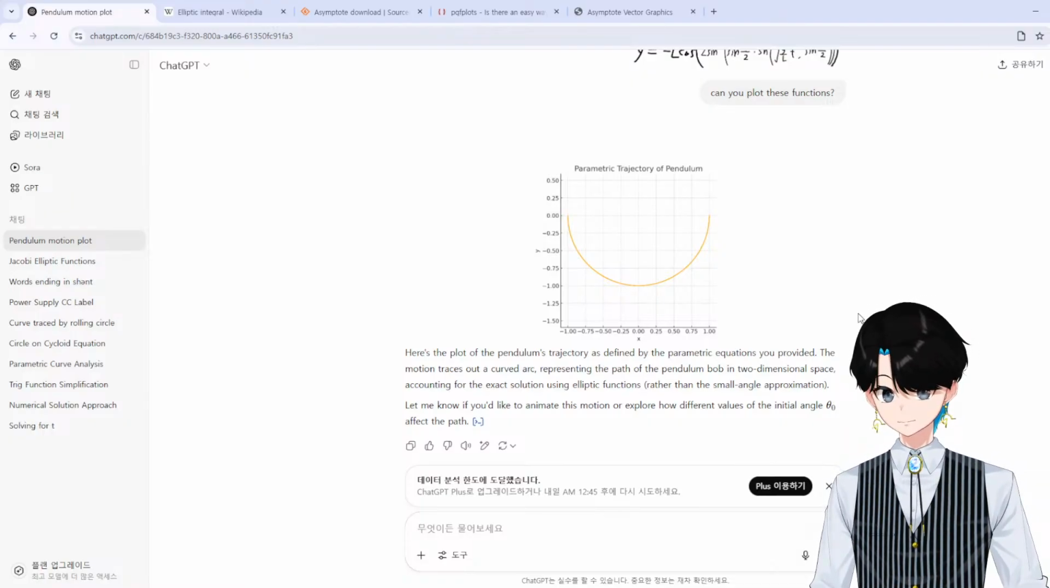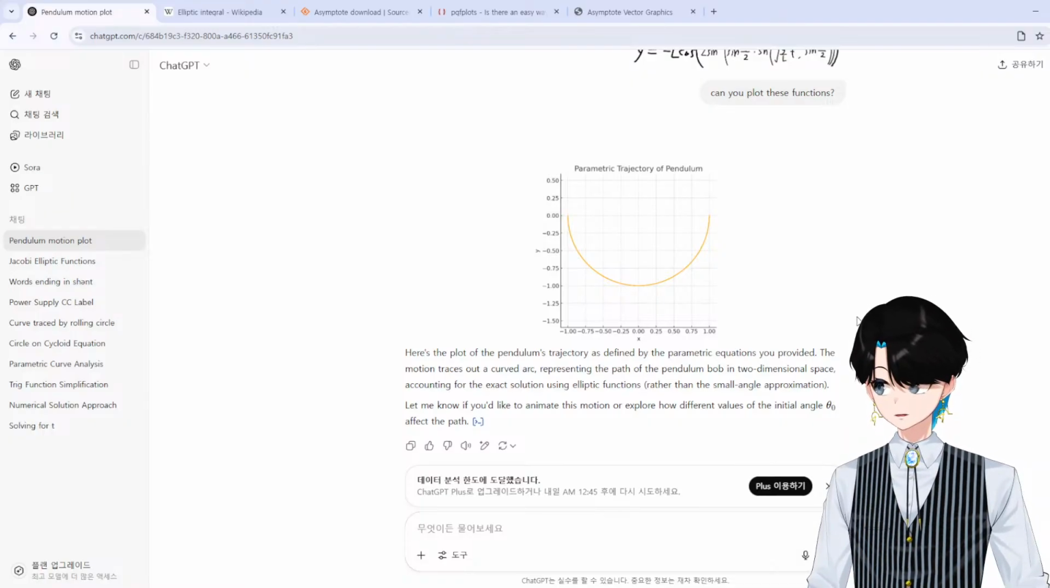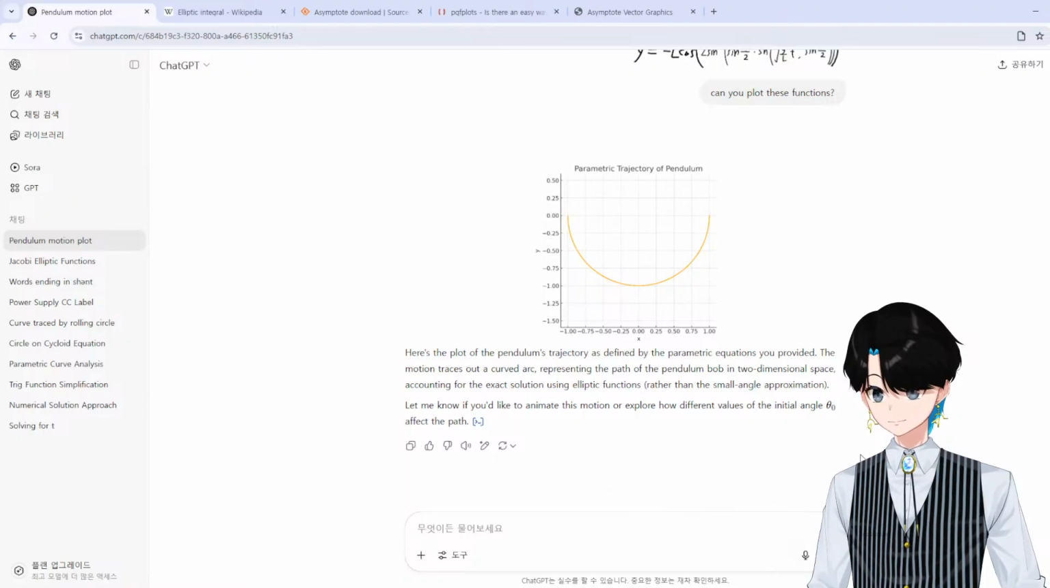Yes, this is a... Wait a minute. Data analysis limit reached. I'm gonna ignore that.